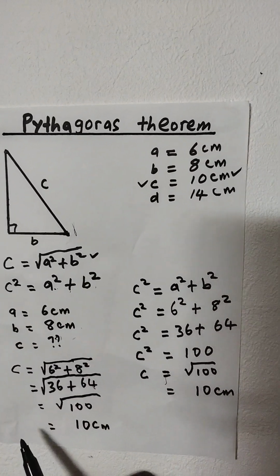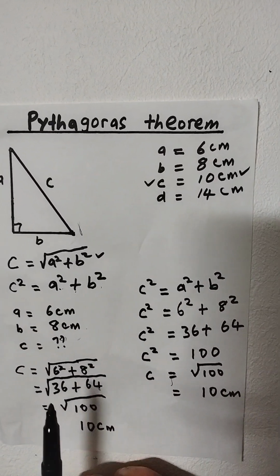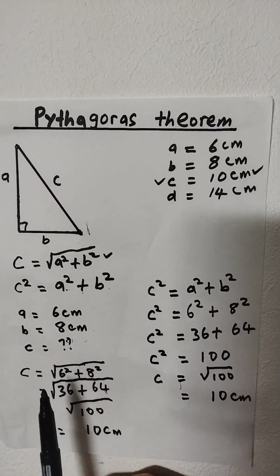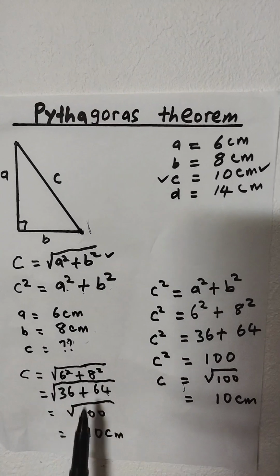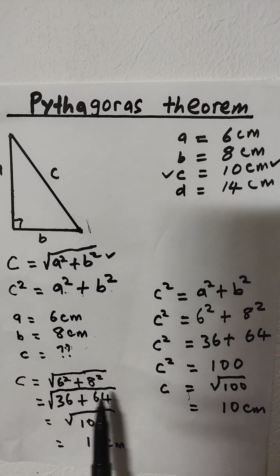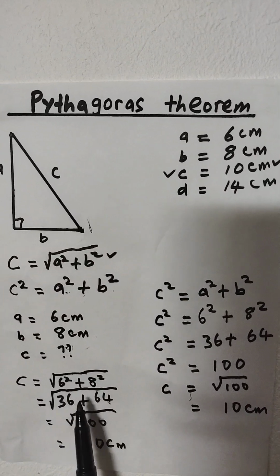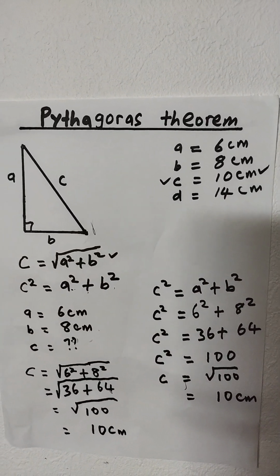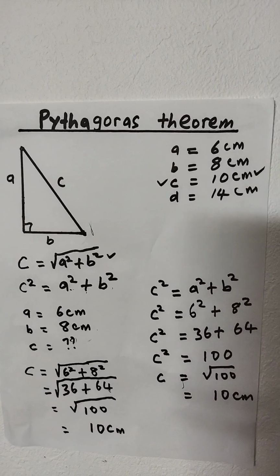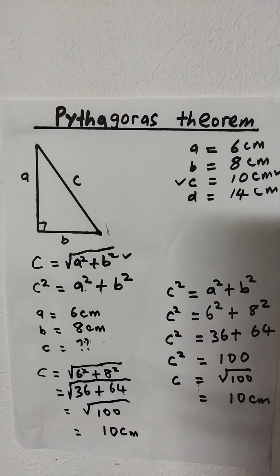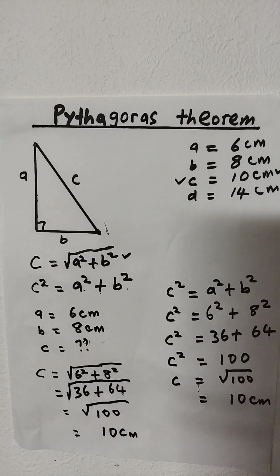So maybe next time I discuss Pythagoras theorem, I will solve a problem where the answers do not really have to be whole numbers like this. For example, the square root of 100 is 10, the square root of 64 is 8, the square root of 36 is 6, something like that. It doesn't only happen like that. But for today, I have to do it this way. So maybe next time I will do another Pythagoras theorem. Then I will teach you how it comes about.